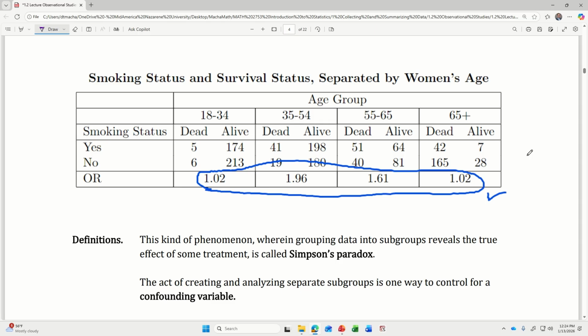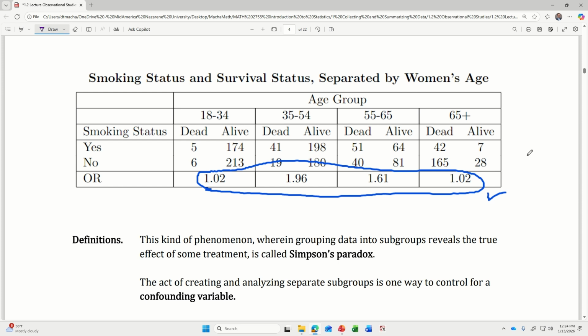This is what it looks like now if instead of considering the entire group of smokers and the entire group of non-smokers together, we categorize them by age group, right? We look at all of the 18 to 34-year-olds who are smokers and non-smokers. We look at all the 35 to 54-year-olds who are smokers and non-smokers and so on. And when you break them up by age group, what you actually find is that it's better to not be a smoker. It makes more sense to us.